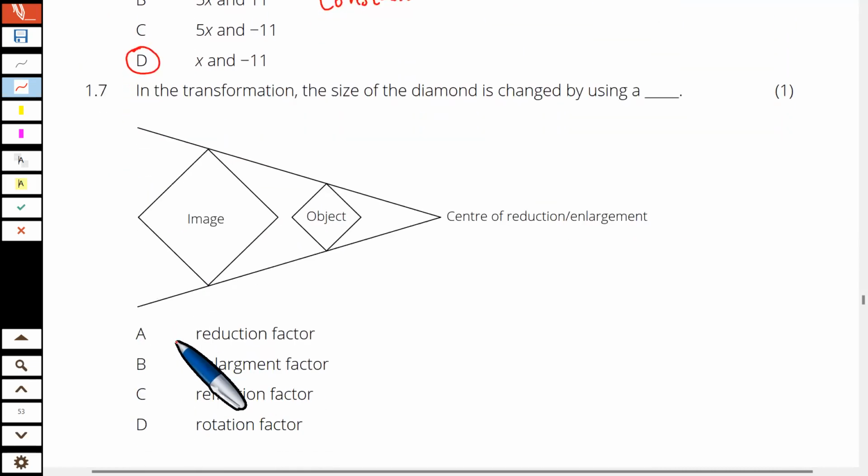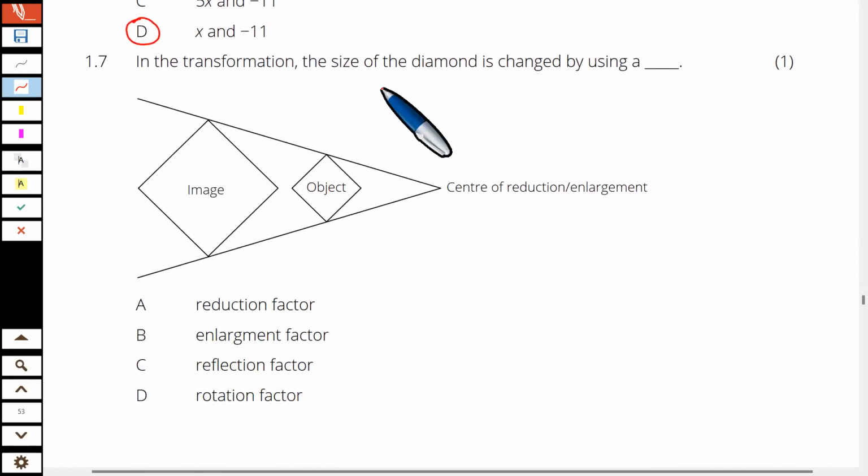In the transformation, the size of the diamond is changed by using a what? Here is the image and here is the object. You have the center of reduction or enlargement. So now in the transformation, the size of the diamond is changed by a what? Okay, by a reduction factor, by an enlargement factor, by a reflection factor, by a rotation factor. 1.7, which one do you think is the answer?